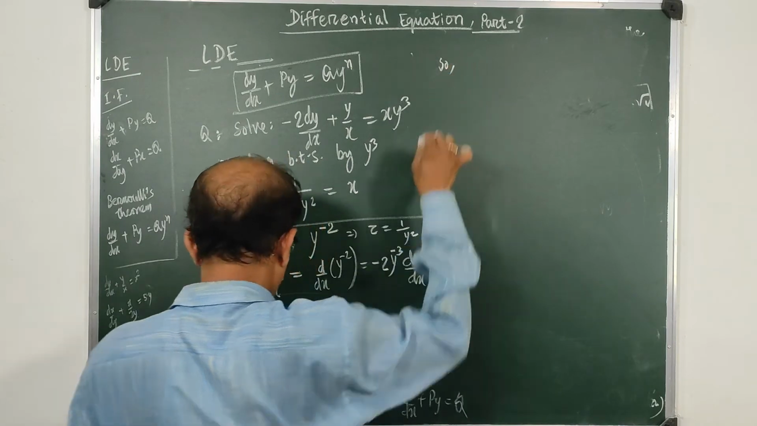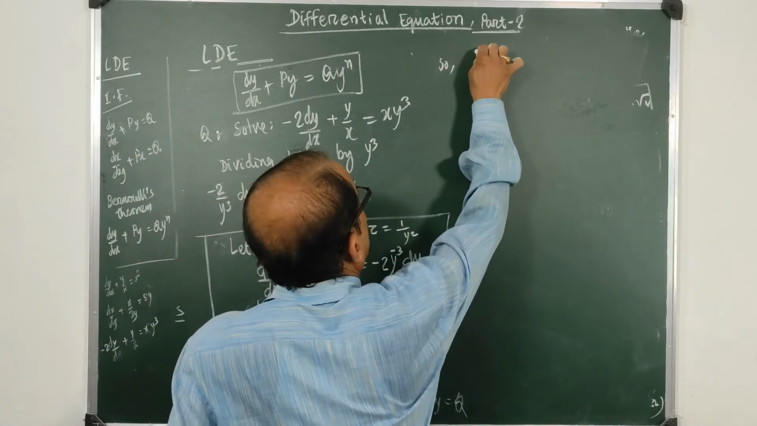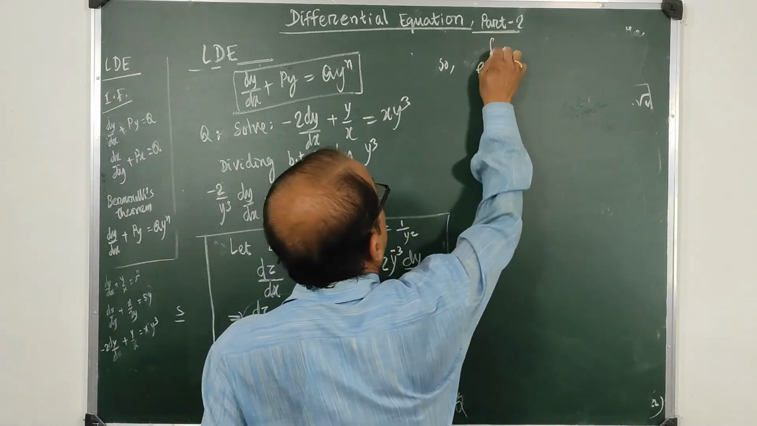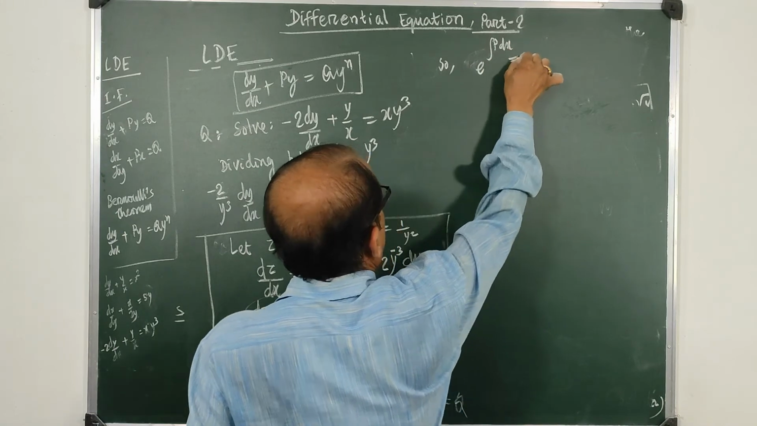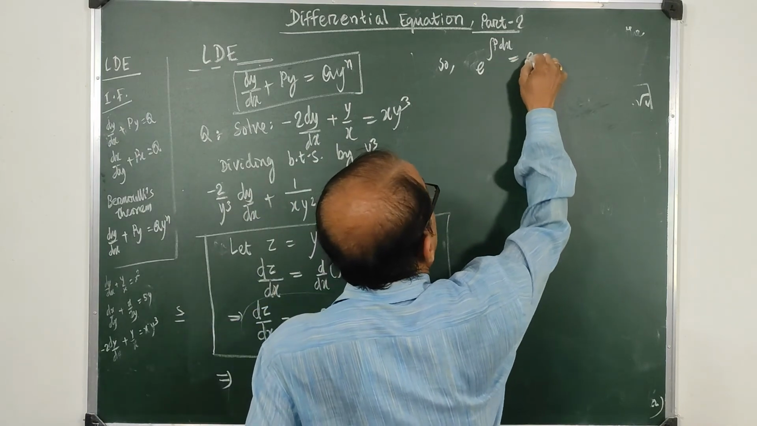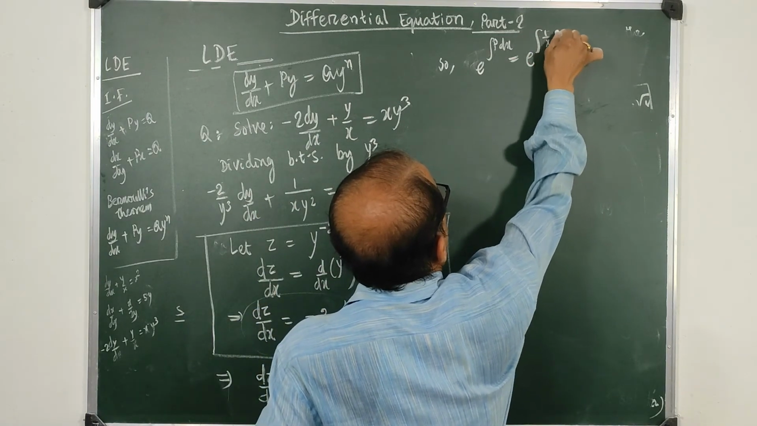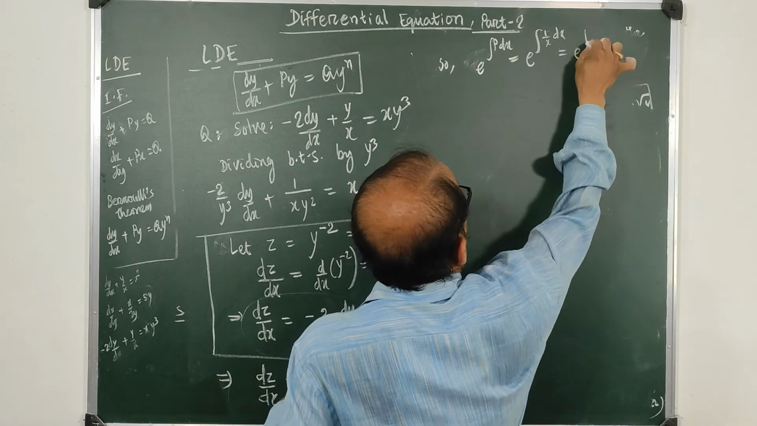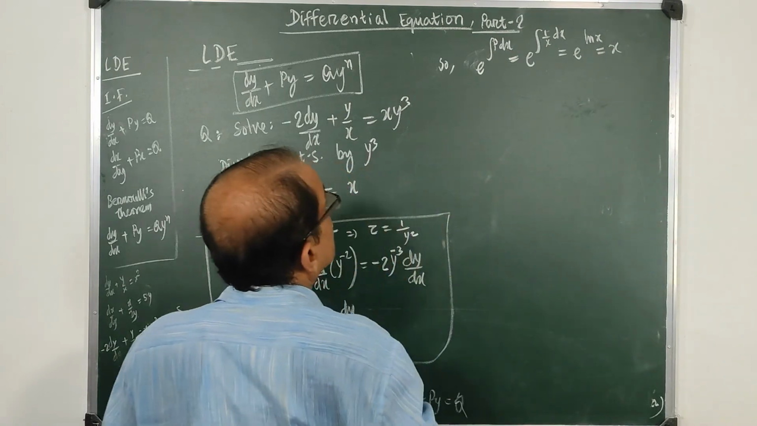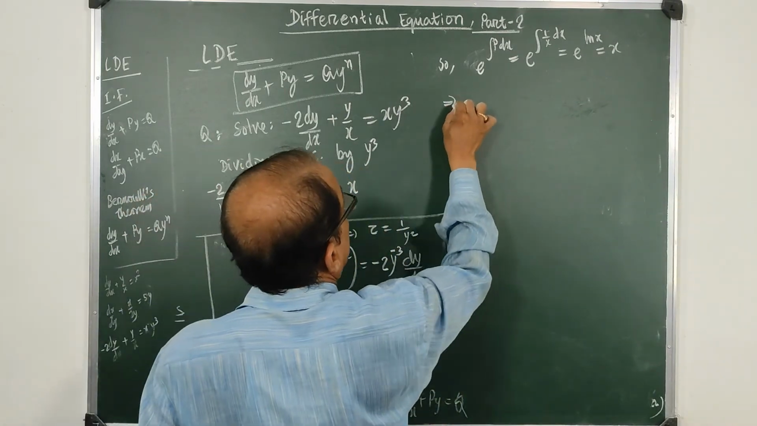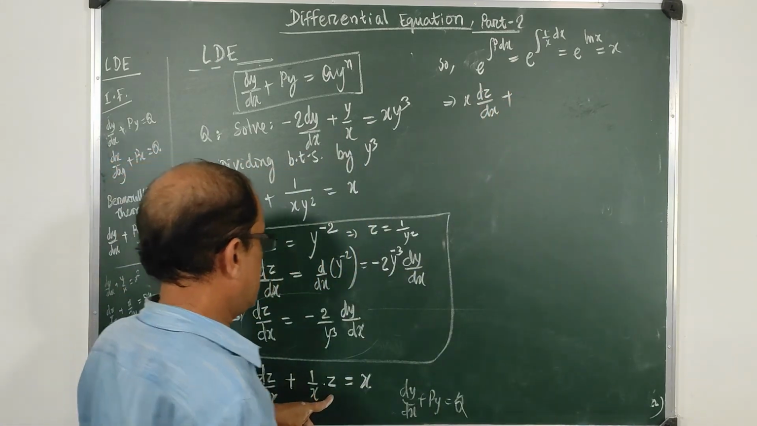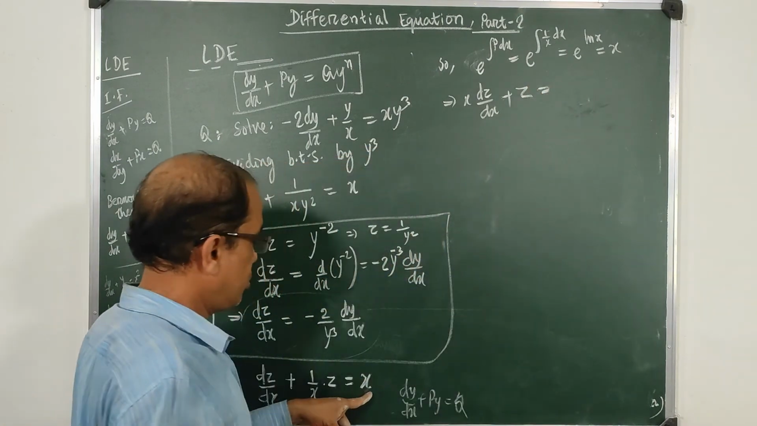So we have to find the IF, integrating factor. Now e to the power integral p dx will be e to the power integration of 1 by x dx, which is e to the power ln x, which is x. So multiplying both the sides, we get x dz by dx plus x into 1 by x is 1, so plus z is equal to x into x is x square.